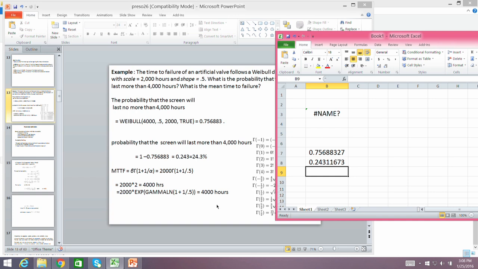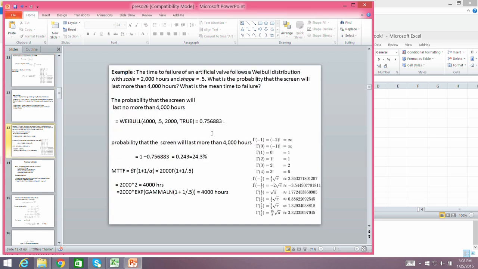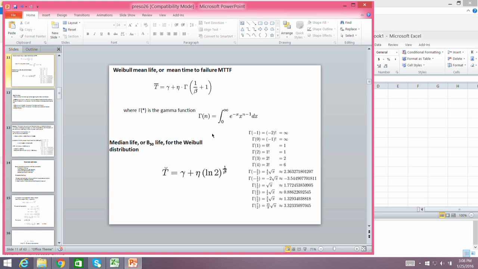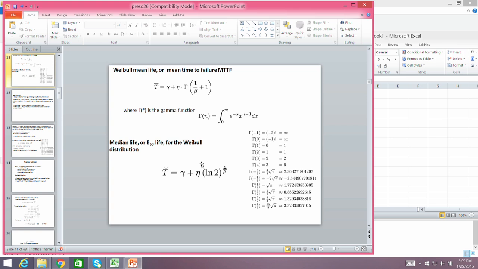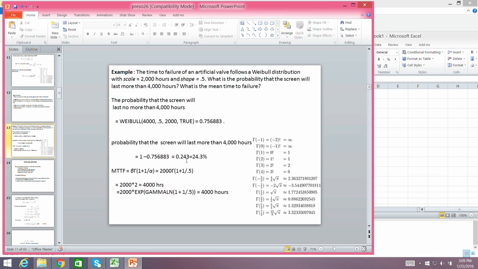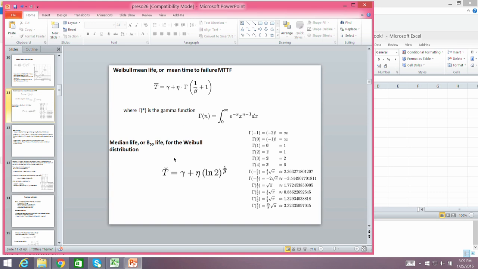Okay. What is the mean time to failure? How do you calculate it? There is again a formula here. Mean time to failure is given by T = gamma + eta Γ(1/beta + 1). So we put 2000 here, into gamma of 1 plus 1 divided by 0.5. You need to remember that this beta is different from our beta here, so do not get confused that eta is the same as this beta.